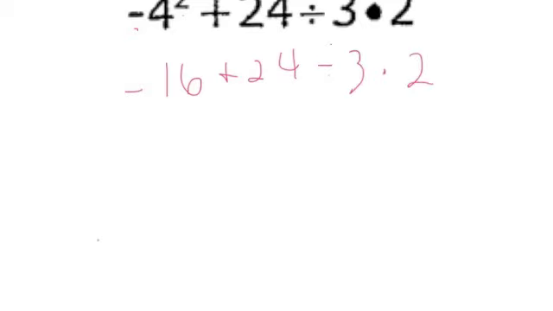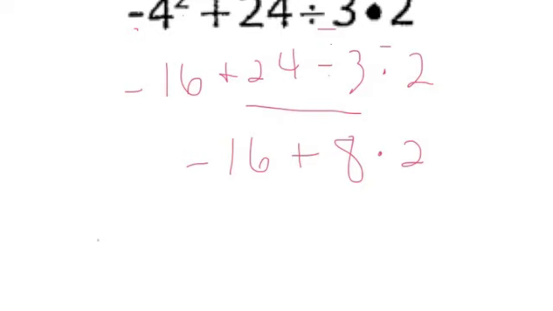Okay, now we've got subtraction and addition, then division. Okay, we always want to do division before we do subtraction or addition. So you have 24 divided by 3, which gives us 8. So we have minus 16 plus 8 times 2. And remember, we do a division and multiplication from left to right, so that's why we did the division before we did the multiplication.